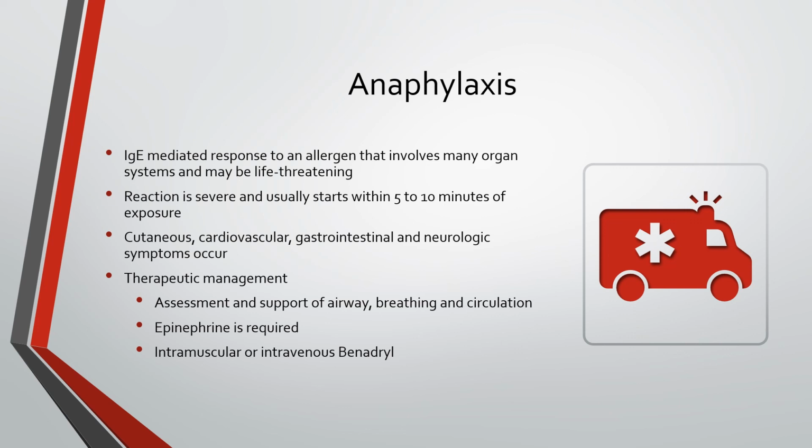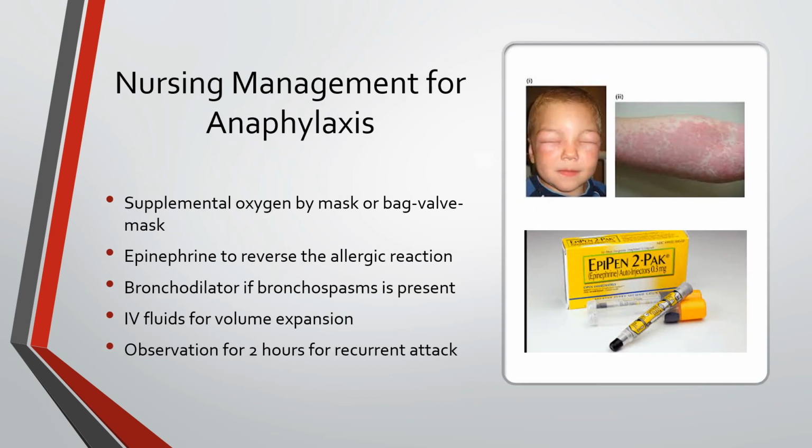Therapeutic management is going to be assessment and support of airway, breathing, and circulation. We may give epinephrine, which will be required if 2 of those systems are involved. That could be an EpiPen or an EpiPen Junior. Once we have this diagnosis, then those children will be carrying those with them everywhere they go. And then we may follow up with intramuscular or intravenous Benadryl.